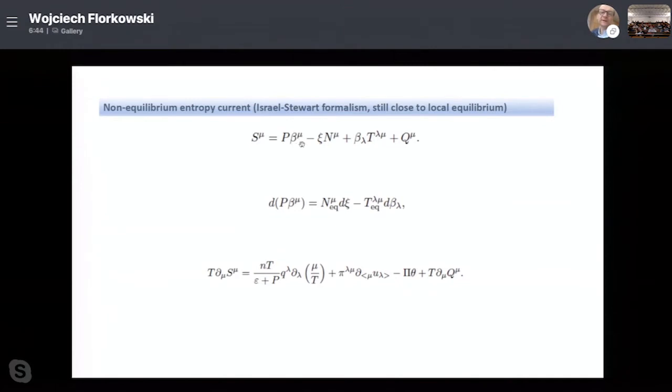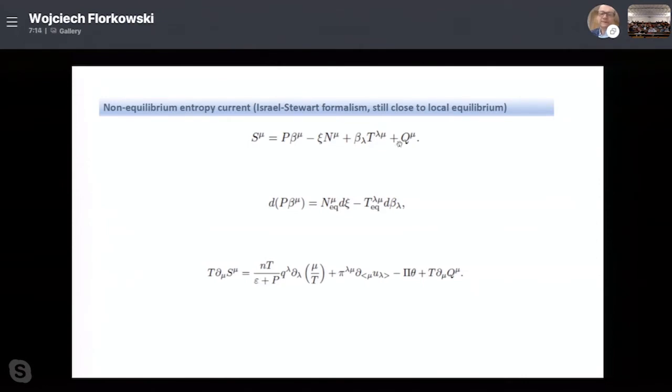We remember that beta is the ratio of the flow four-vector U mu and the temperature. And then there is minus psi. Psi is the ratio of chemical potential and temperature. And N mu is the conserved current, like the baryon current. Beta is again a local equilibrium quantity, and T might be of equilibrium.